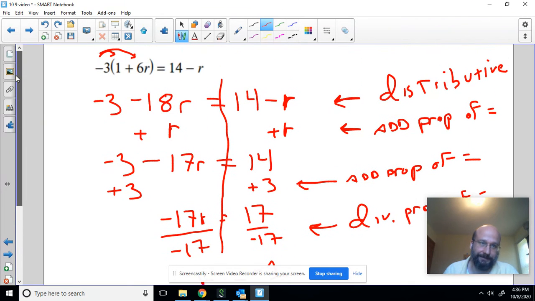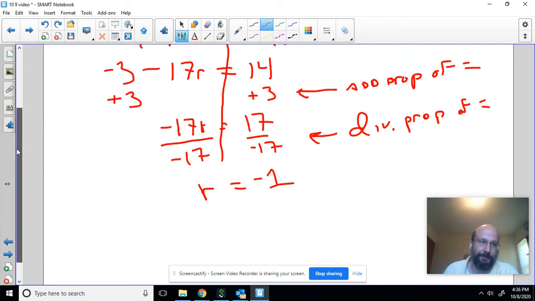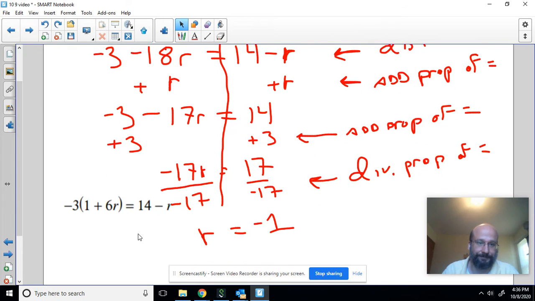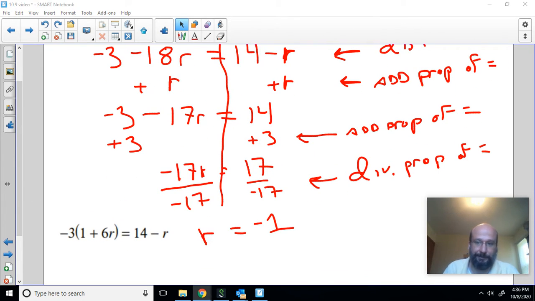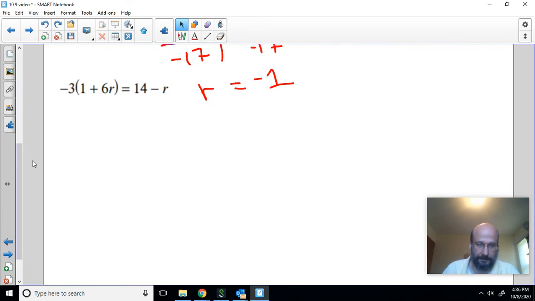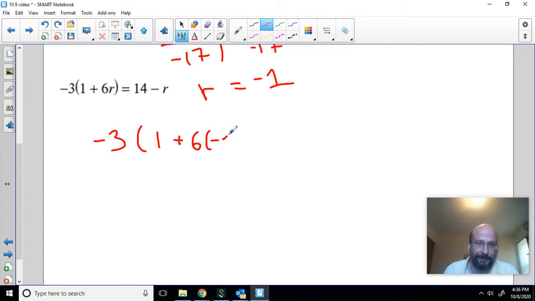So to check my answer here, I've got to put in the -1 for the r. So let me grab this and bring it down so we can see what I'm doing. Everybody, you guys can see what I'm doing. So I'm going to write this problem. -3 times 1 plus 6, and then instead of r, I'm going to put -1. And instead of r, again, I'm going to put -1.